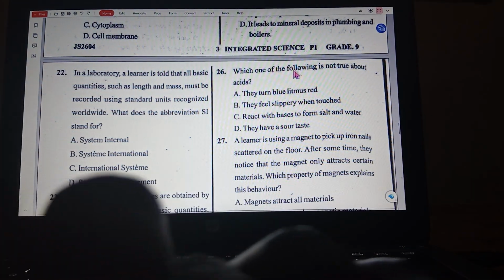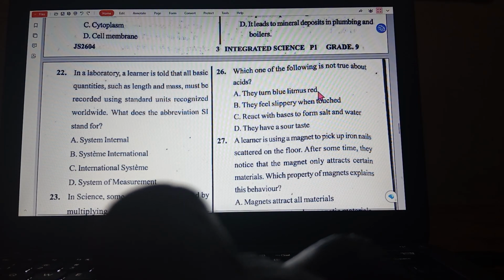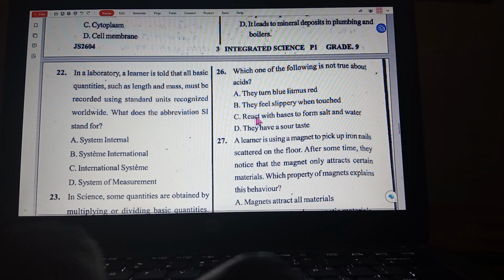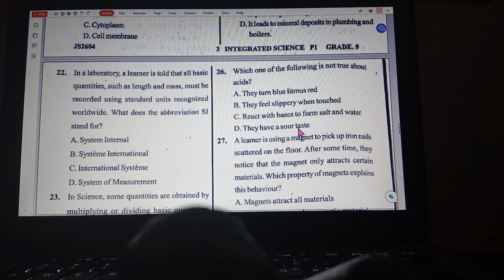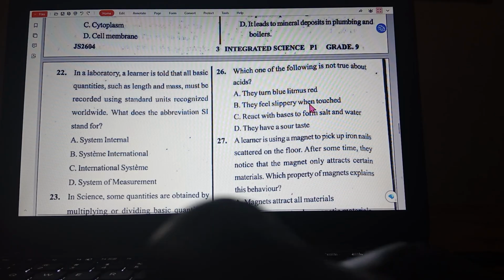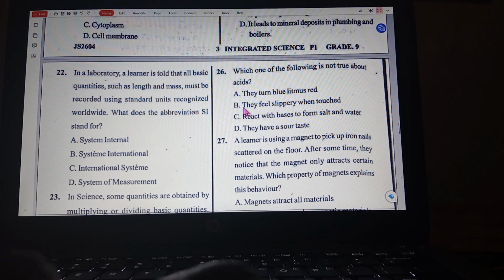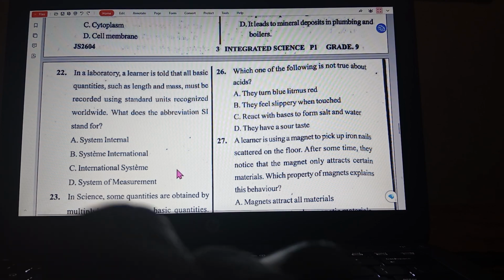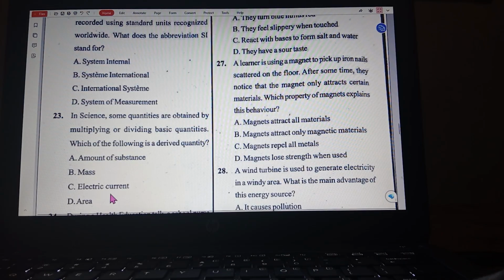Now, which one of the following is not true about acids? They turn blue litmus paper red, that is true. They react with the base to form salt and water, that is true. They have a sour taste, that is true. Now, which one is not true? They feel slippery when touched. This is the property of a base. So the answer is B.